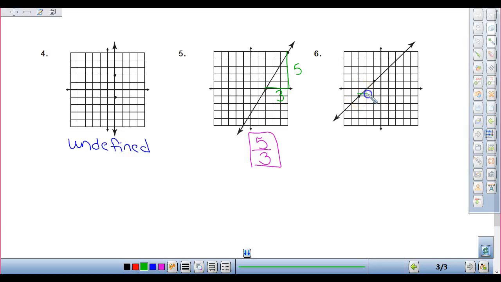Okay, my triangle over here is a little one. What's my rise? 2 over 2. Positive or negative? Positive, because it's going uphill again.